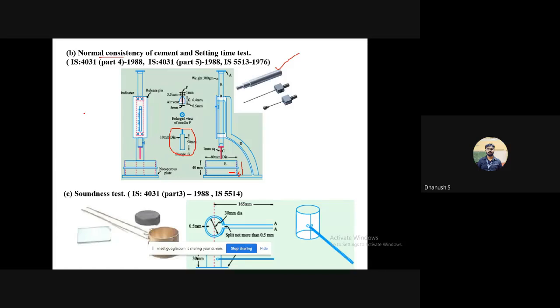Understood? So the way we do this experiment is, we start with say 28% water. Okay, if I've taken 400 grams of cement, take 28% by weight of 400. Measure the water in grams, ml, whatever. Take that water, mix it with cement, make a paste, fill it into this frustum of a cone, place it here, change the needle, drop it. Check what the penetration is.